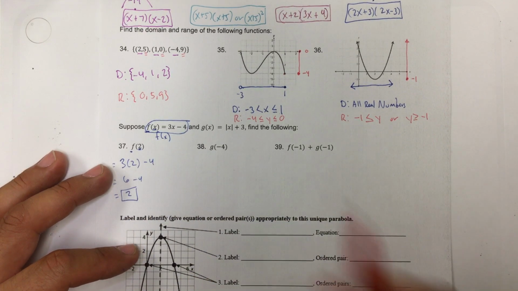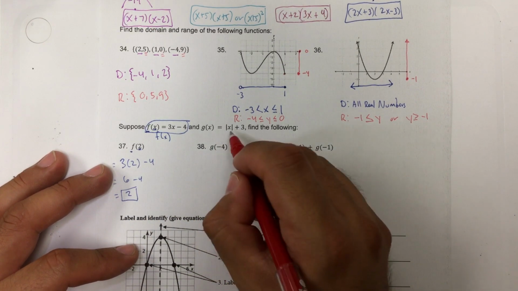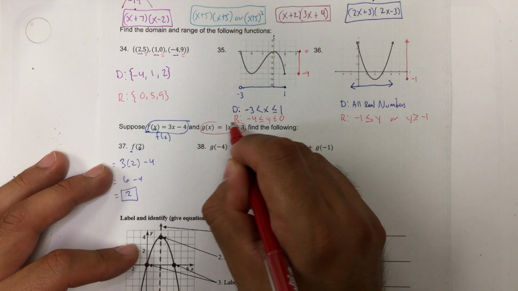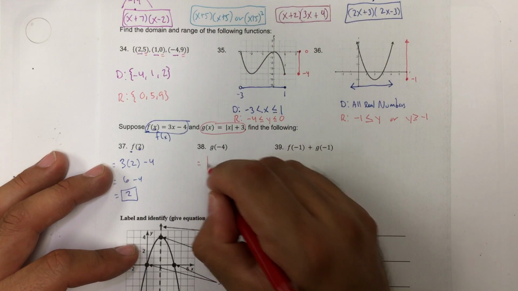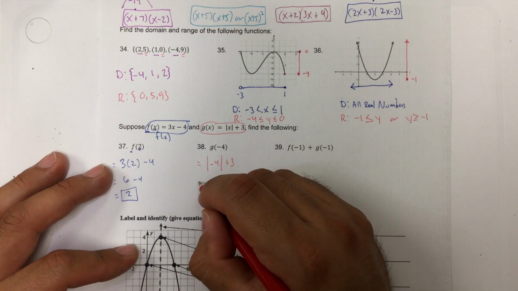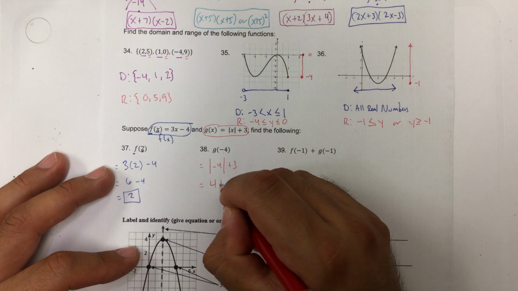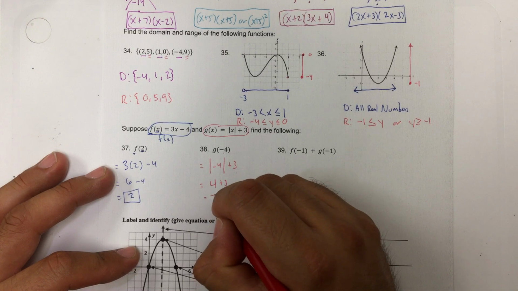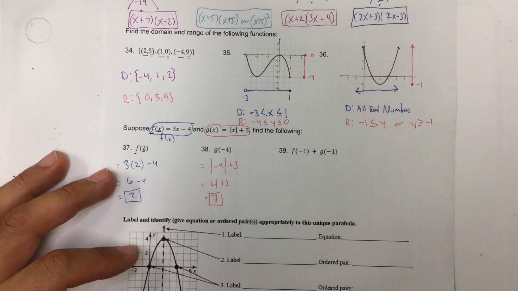For 38, we can see we have a g right here. And this is my g function right here. So the absolute value of x is going to change to the absolute value of negative 4 plus 3. The absolute value of negative 4 is positive 4, plus 3. And 4 plus 3 is 7.